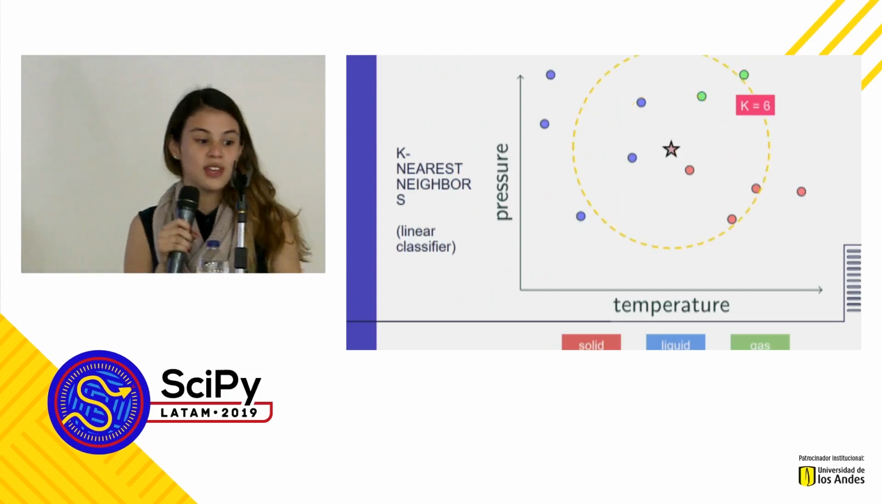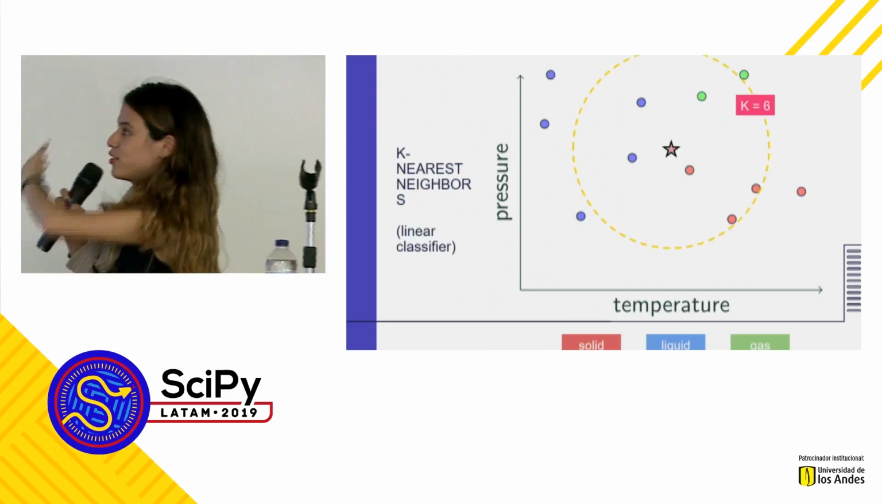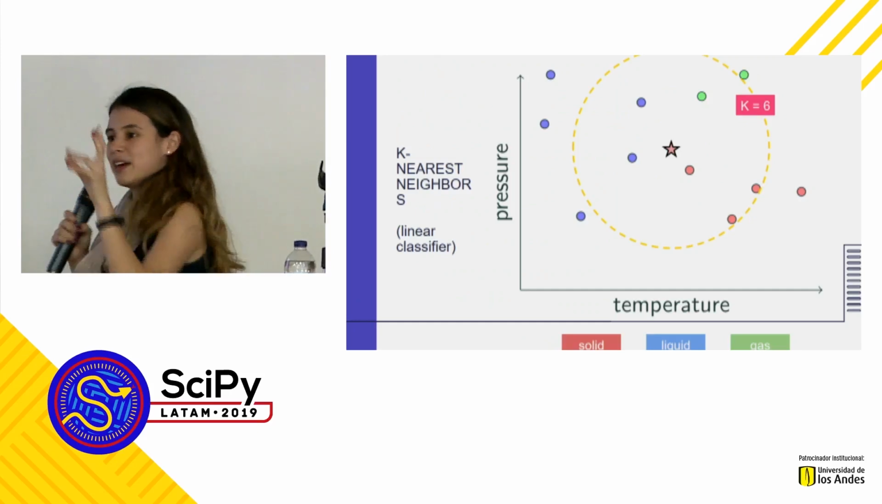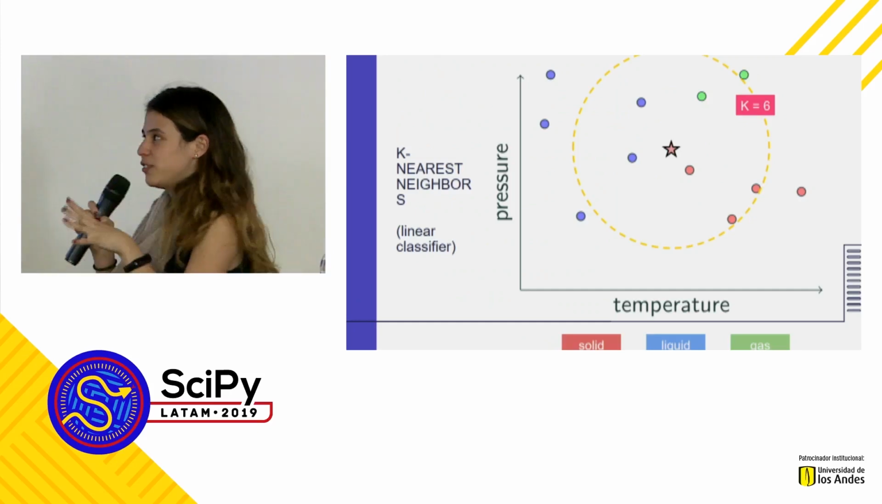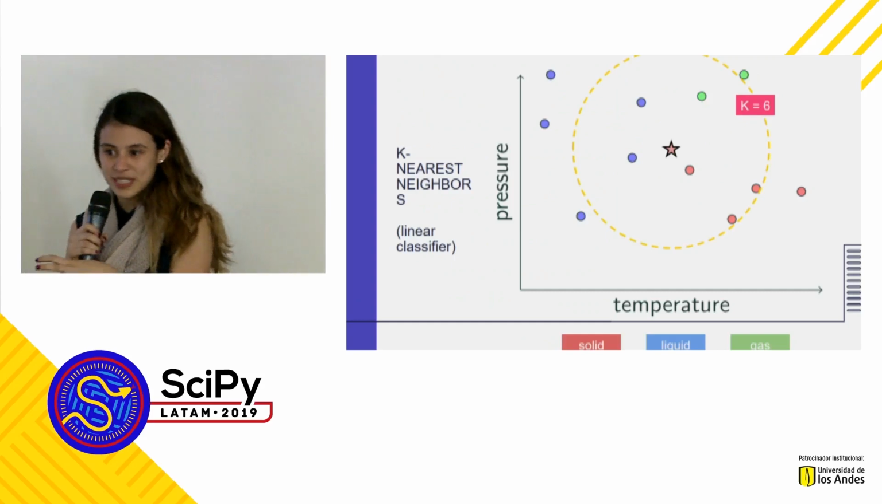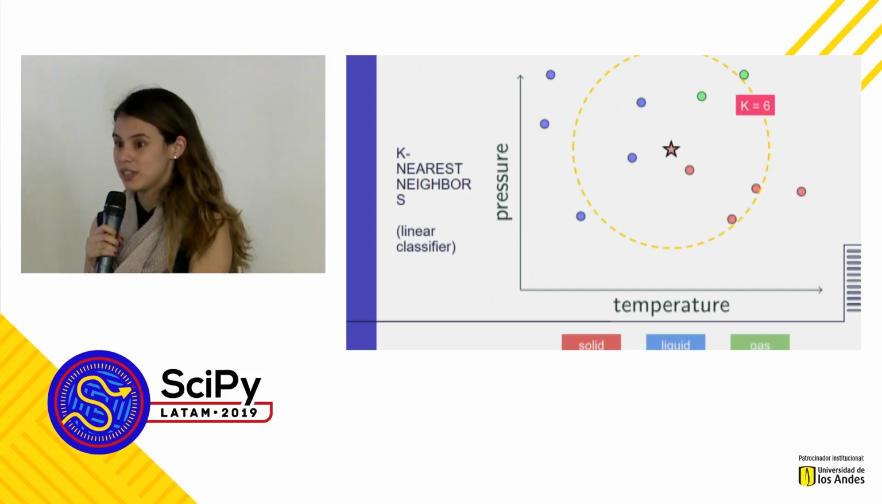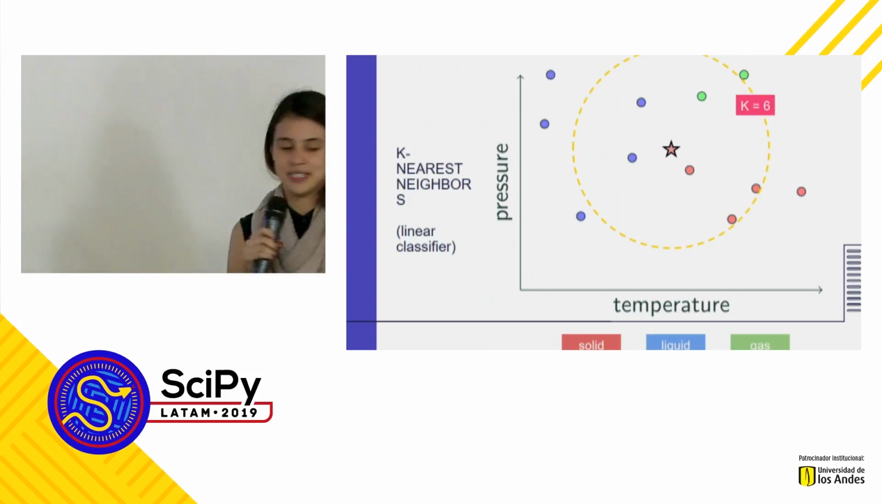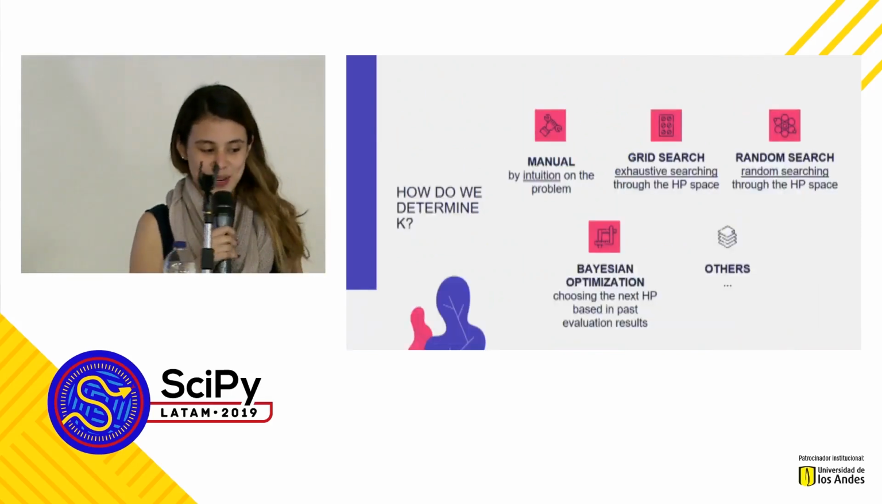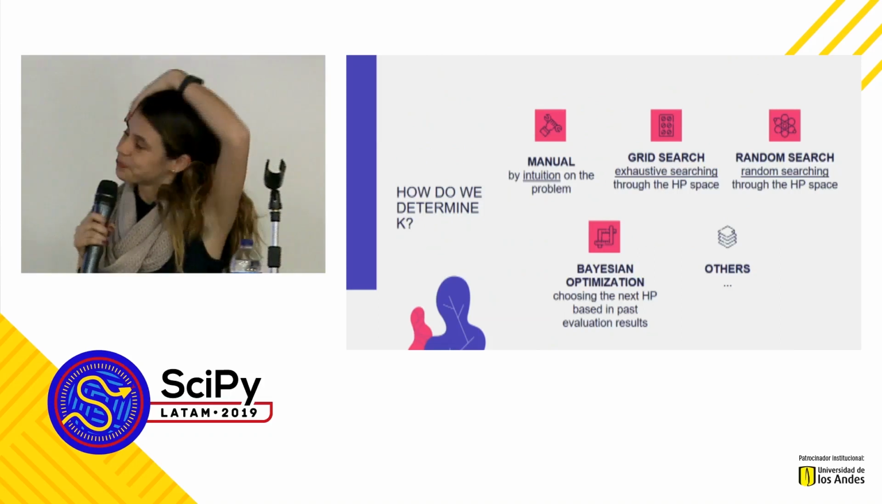And if I choose an even larger k, it's going to go back to a red and become solid again in our classifier. So if you see, this K has a really important role in how the machine learning algorithm is going to predict results. So it's important to select it. So this leads us to the question, how do we determine this K?